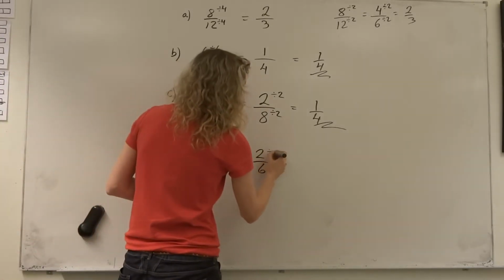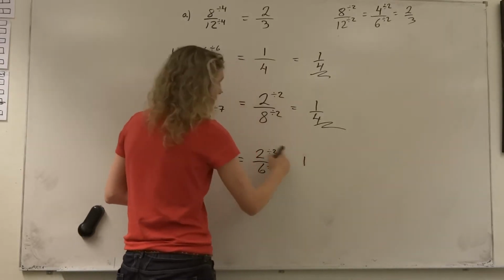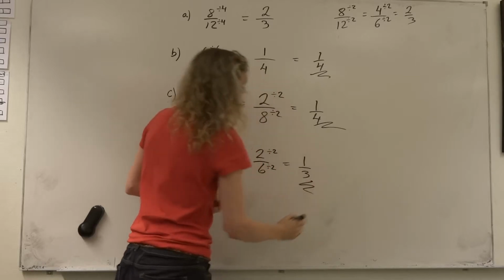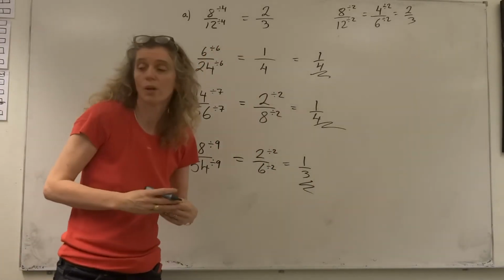We have to continue dividing. We have 2 even numbers. 2 divided by 2 is 1. 6 divided by 2 is 3. So we get a third there. So these are the most simple forms of all of those fractions.